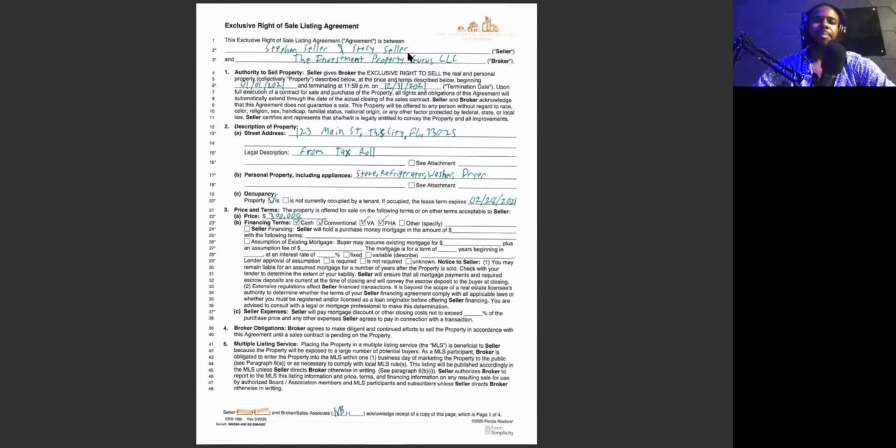So right here, the top line is where I put the seller's name. If there's more than one seller, you definitely always want to make sure all sellers are going to be present whenever you decide to have them fill out and sign this agreement. The way I do this is, before going to the listing presentation, I just ask to be clear, is everyone going to be there? On the tax roll, you'll see the seller's name, and just make sure, let's just say in this case, it's Stephen and Stacy.